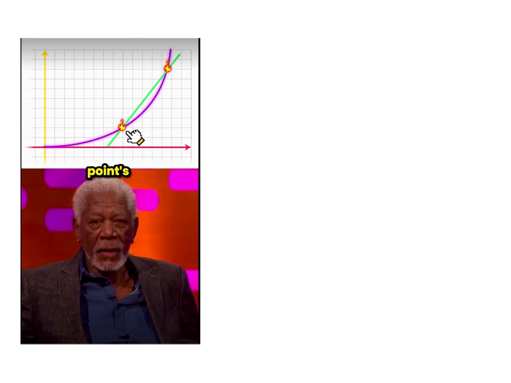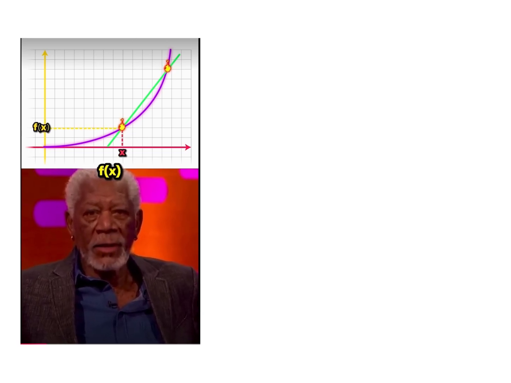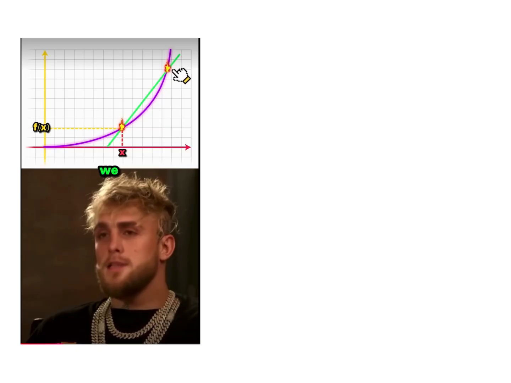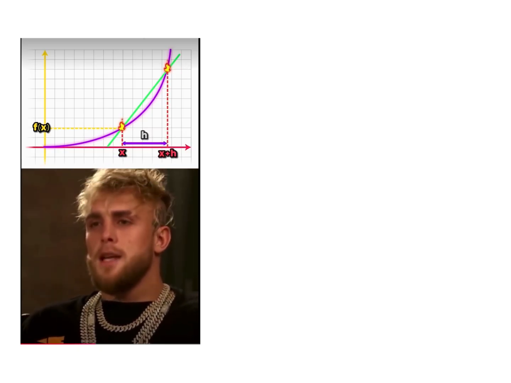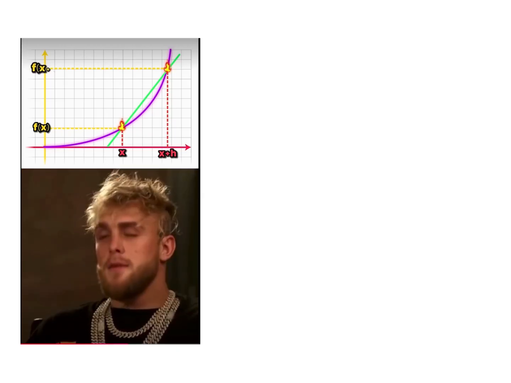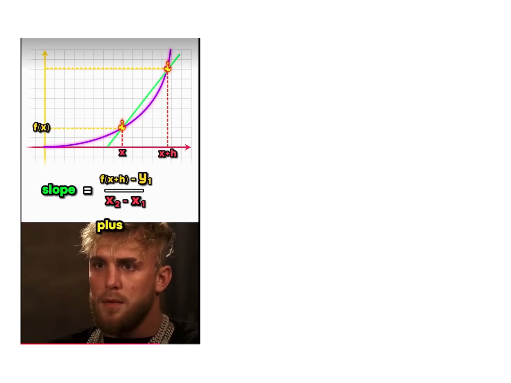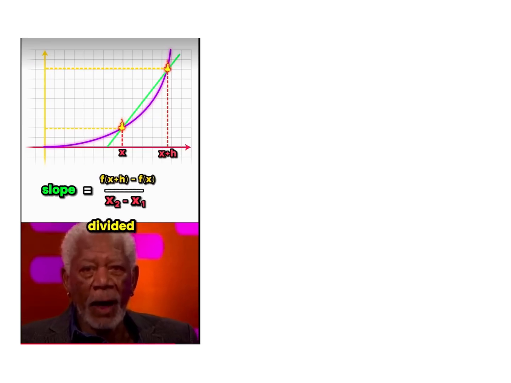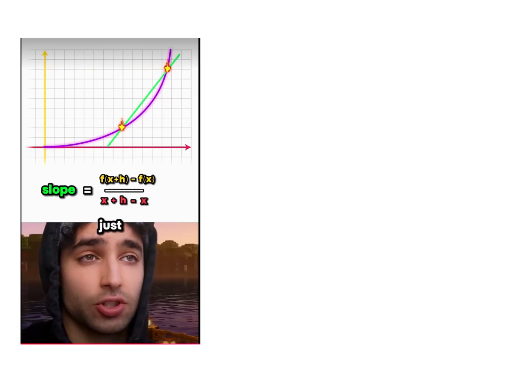We can say our first point's input is just x, and so the output on this vertical axis is f of x. Now we'll move along to the second point. We can say it's a distance h to the right, so we can label this input as x plus h. And the output is just f of the input, so here the output is f of x plus h. So using that formula, we have f of x plus h minus f of x divided by x plus h minus x. X plus h minus x is just h.